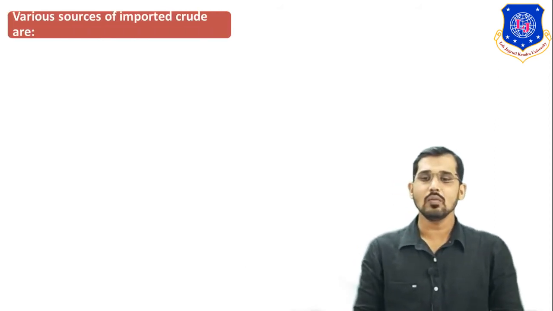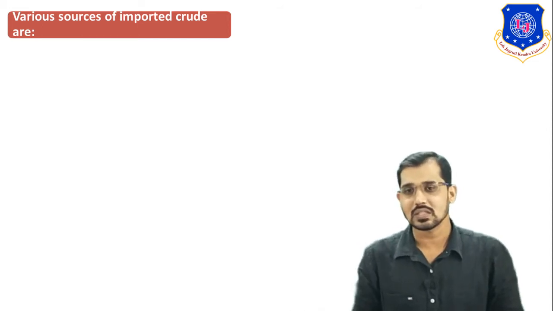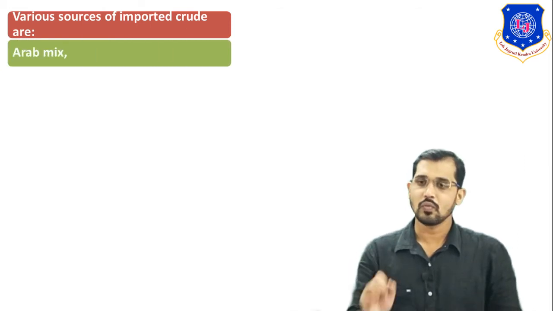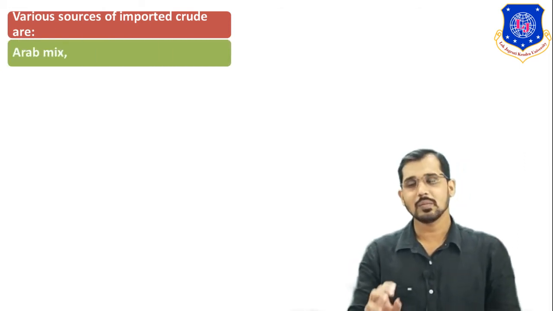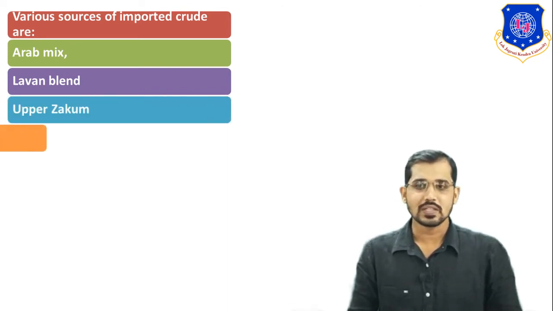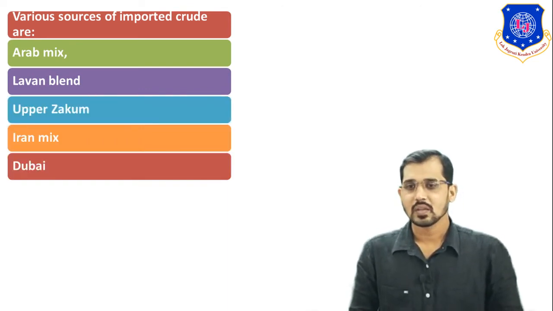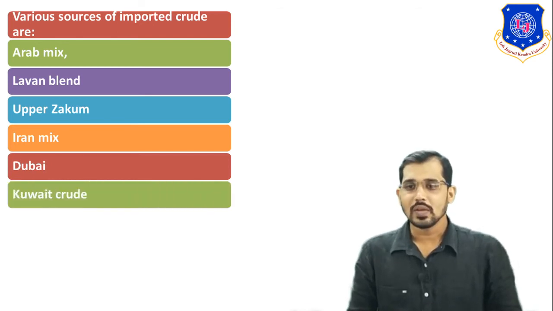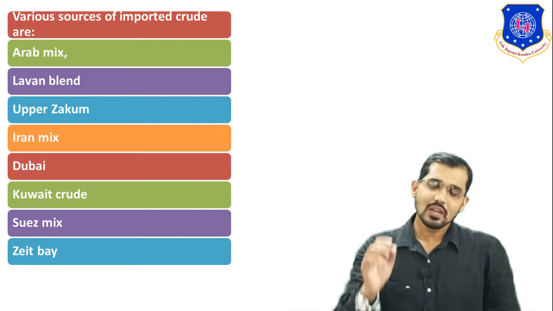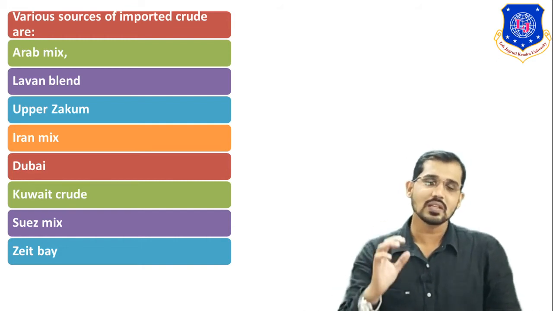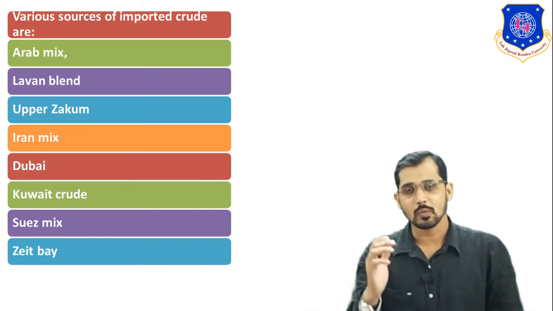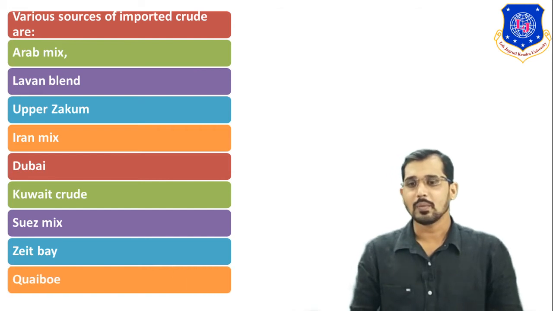After that, we will now see some other countries' sources, that is, the sources of imported crude. First one is Arab mix, which is Arab crude oil. After that, Lavan blend, followed by Upper Zakum, Iran mix, Dubai, Kuwait crude, Suez mix and Zed Bay. In this imported crude, the major countries are Middle East countries, and we import all this crude oil from the Middle East countries. Okay. After that, last one is Cuba.